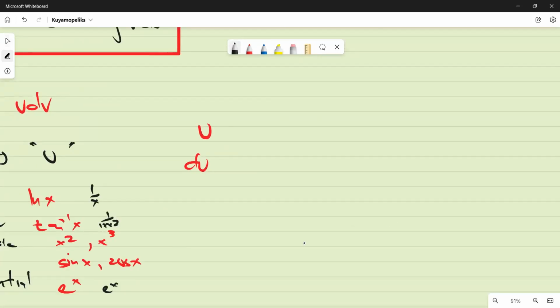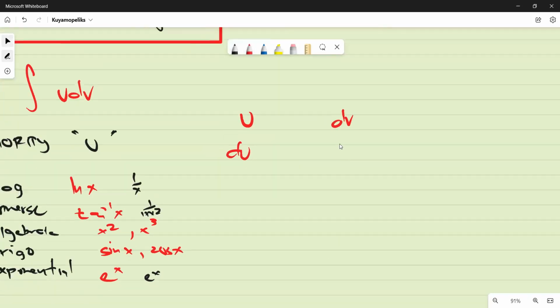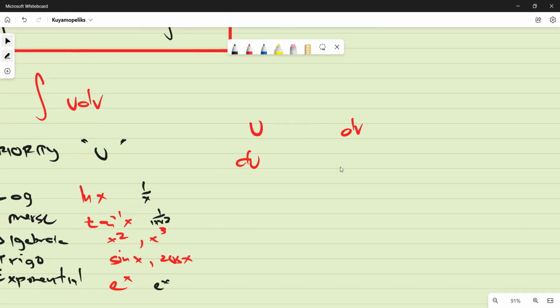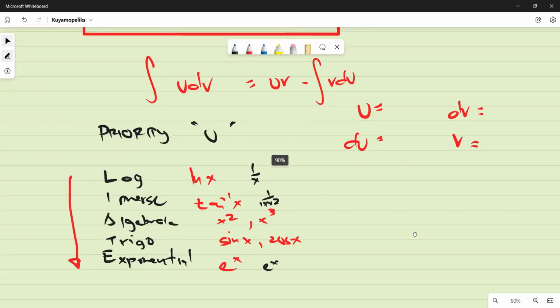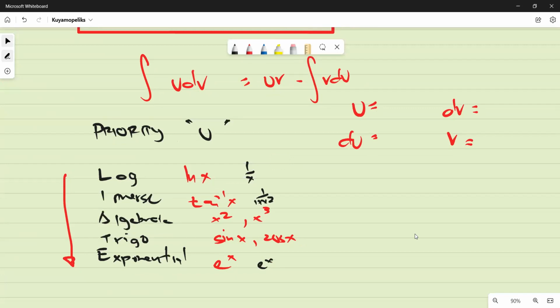And the next step is you identify your dv. And most of the time yung dv dapat pasok to sa isang basic integration rule or pasok siya sa any integration rule para makuha mo yung v. And basically, kailangan mo lang kompletuhin yung apat na yan para makompleto mo din yung ating recipe na uv minus integral ng v du. Okay? So yan. That's it. That's for our lecture.